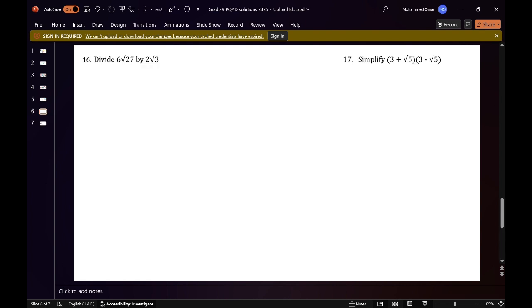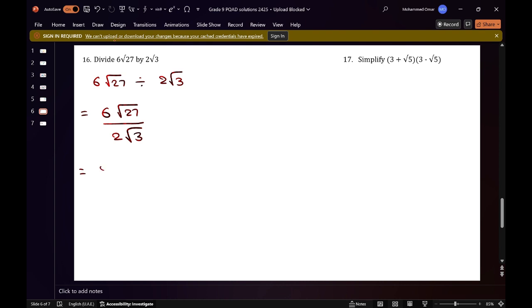Now let us go back and see the question: 6 root 27 by 2 root 3. Let us write 6 root 27 divided by 2 root 3. That is equal to, let me write in p by q form, 6 root 27 divided by 2 root 3. See, in the denominator, 2 is a prime number, 3 is also a prime number. But when we look into the numerator, they are not prime numbers. So let us write the numerator as a product of prime numbers.